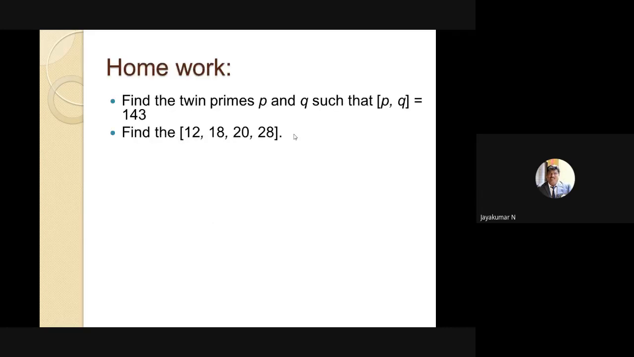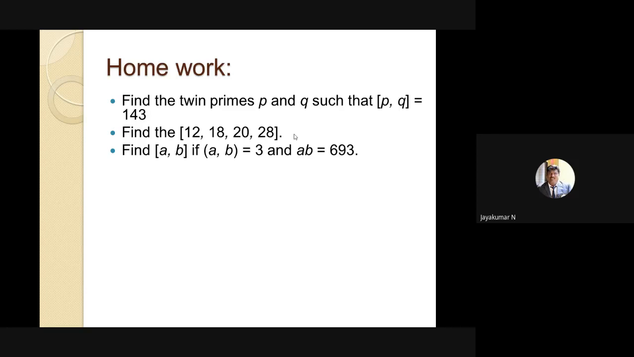Then P and Q are twin primes. How do you find the twin primes? The LCM of the twin primes is 143. Find those two numbers. Similarly, now by using recursion, find the LCM of four-digit numbers. Similarly, find the LCM by using the known theorem.